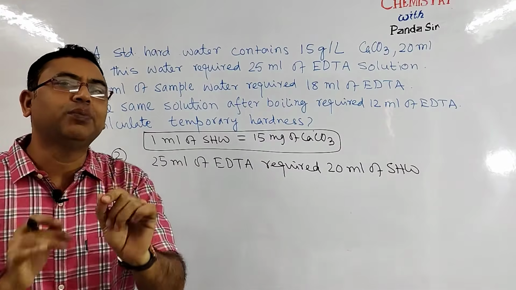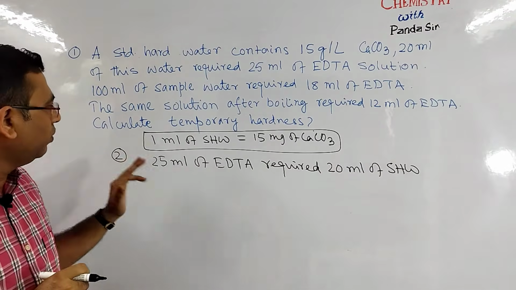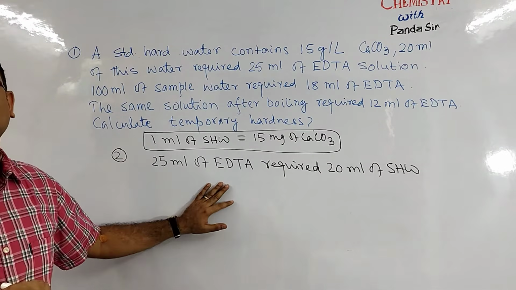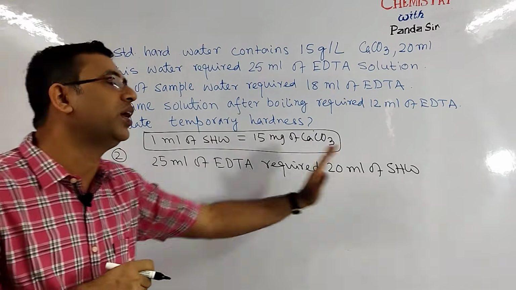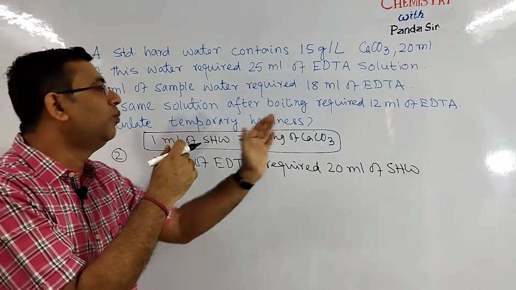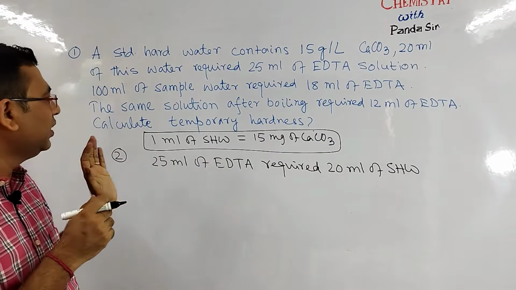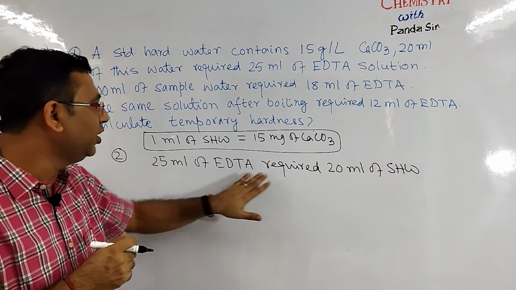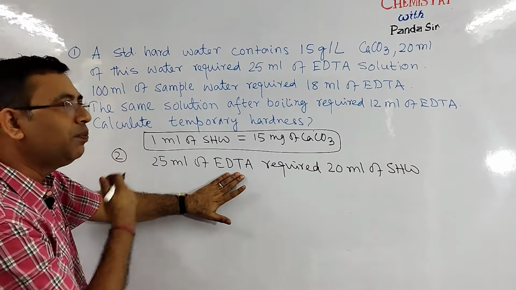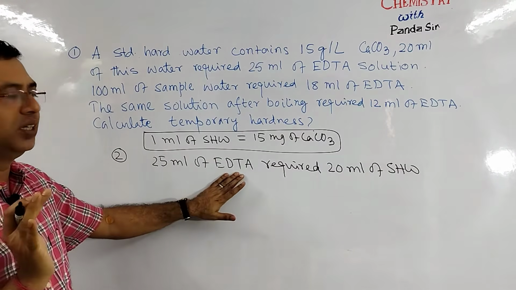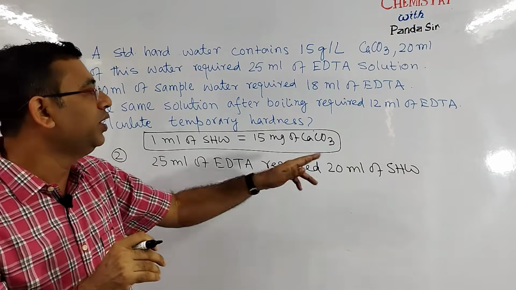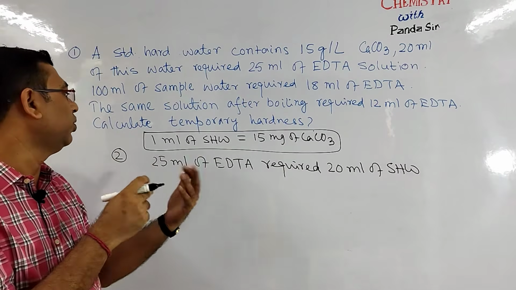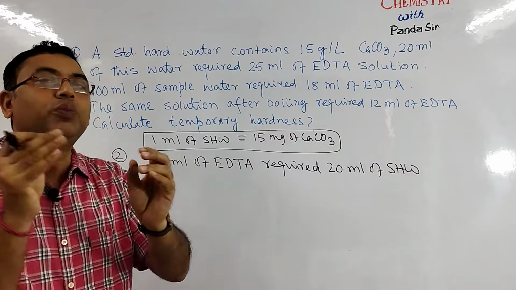Now here let me tell you a small trick. Whenever you calculate the 1 ml of EDTA, keep in mind that we have to write the EDTA from left to right. Don't write from right to left. EDTA should be on the left-hand side of the equation, like 20 ml of EDTA required. We are not going to write 20 ml of standard hard water required 25 ml of EDTA. Then it will be difficult for you.